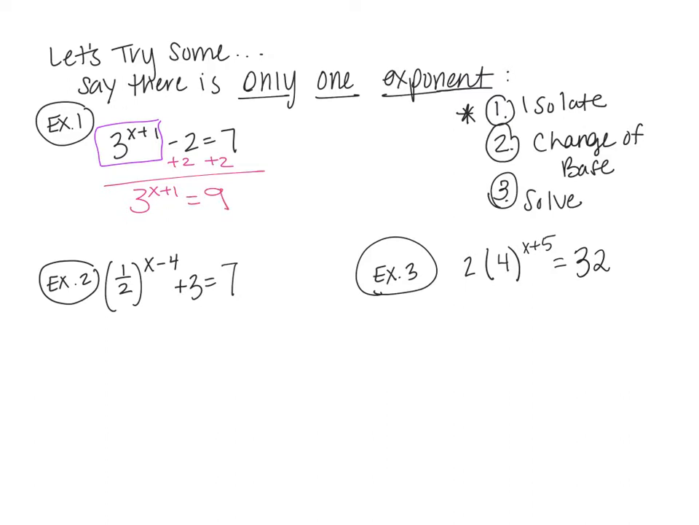Okay. So I have 3 to the x plus 1 equals 9. So now I've isolated that exponent. Okay. So the next step that I want to take is I want to change the bases to be the same. So what that means is I'm going to actually look at the smaller of the two. So I'm going to look at this 3 here.